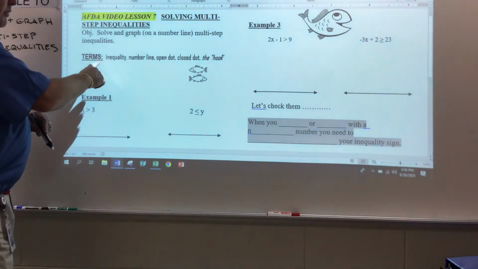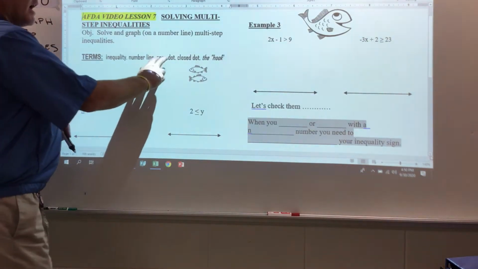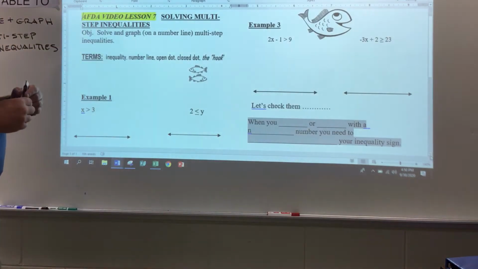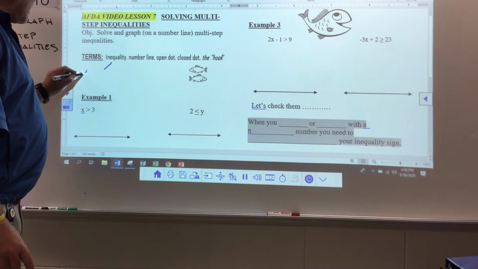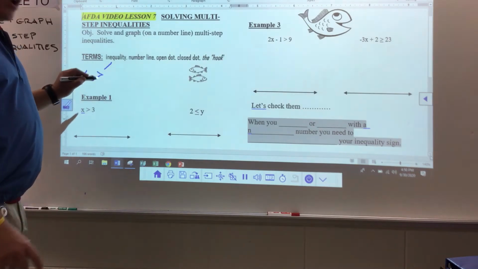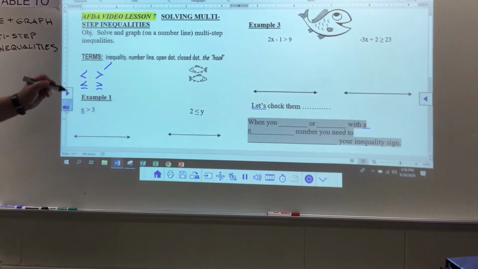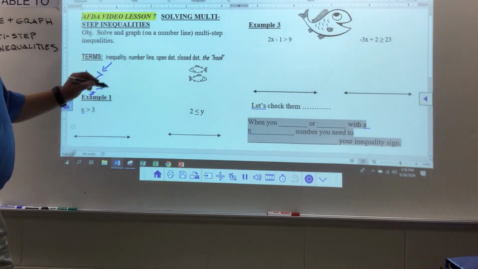Now, some terms that we're going to talk about might be familiar to you: the word inequality, number line, open dot, closed dot, and the hook. Now, inequality, you guys might remember those. They look like less than or greater than, or less than or equal to, or greater than or equal to. You could have a not equal to also for an inequality. That's what those look like.